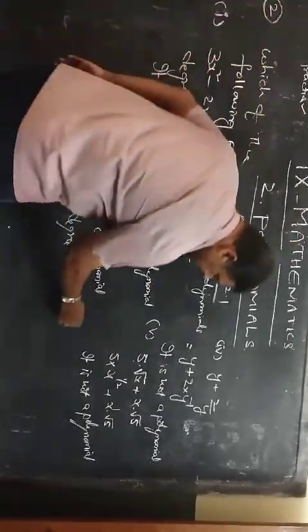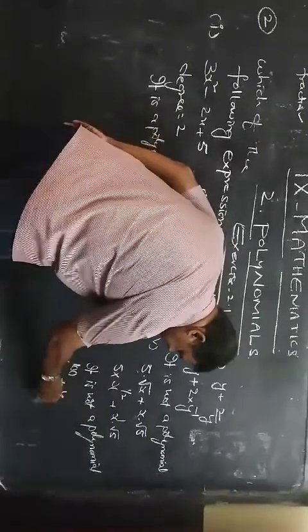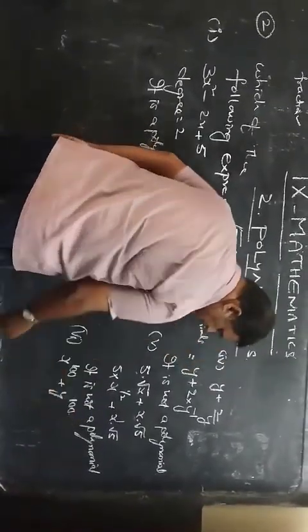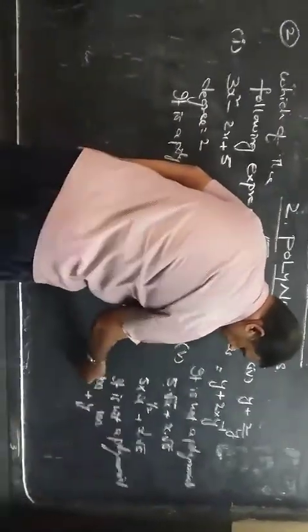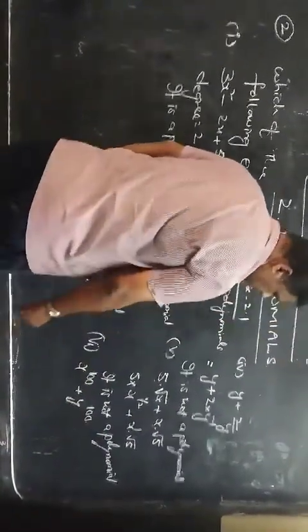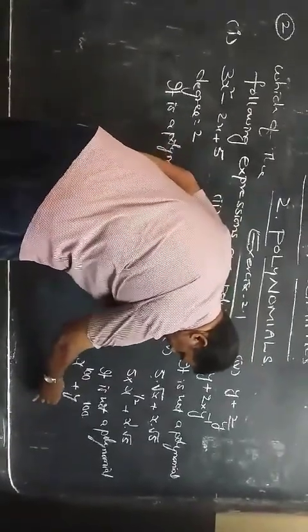Next, sixth one, x to the power 100 plus y to the power 100. Here x and y two variables are there. If the variable power is a positive number, then we can say it is a polynomial. So it is a polynomial of degree 100.